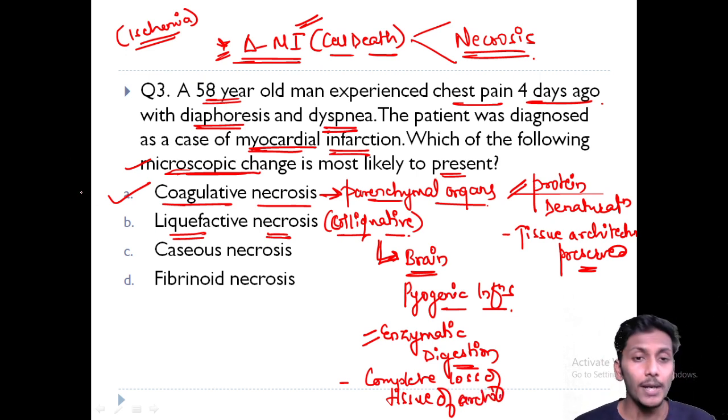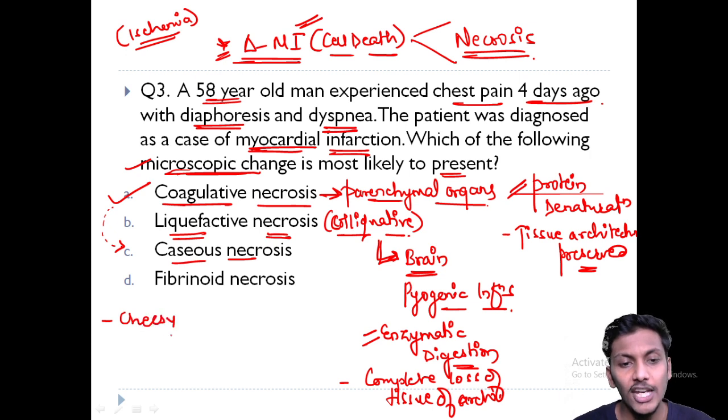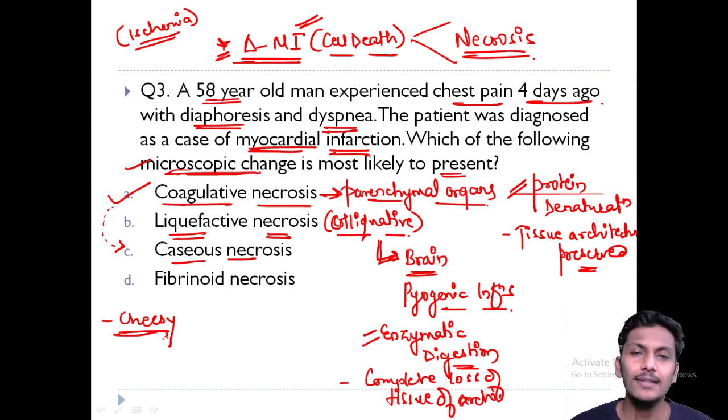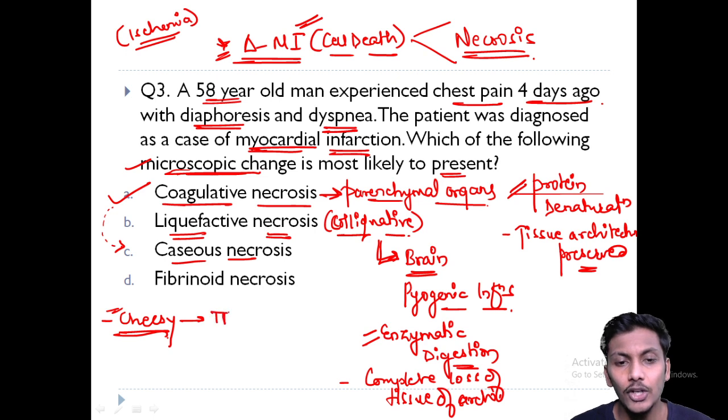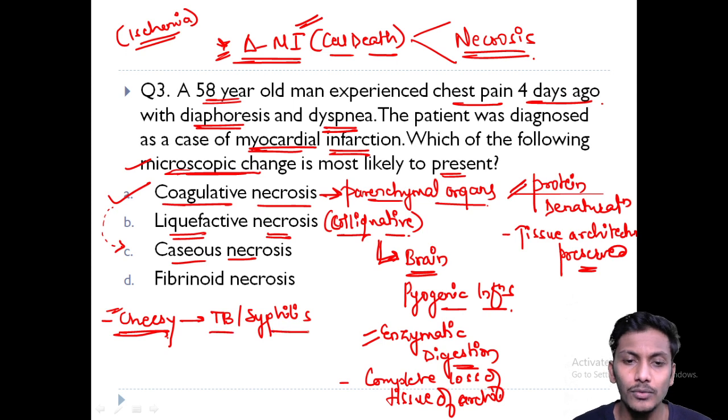One more important type of necrosis is caseous necrosis. Please remember, caseous necrosis is nothing but a special type of coagulative necrosis. By caseous we mean cheesy. So caseous necrosis is also known as cheesy necrosis because at the center of the necrosis, at the focus, we can see some cheesy whitish material accumulated. It is usually seen in conditions like tuberculosis or syphilis.